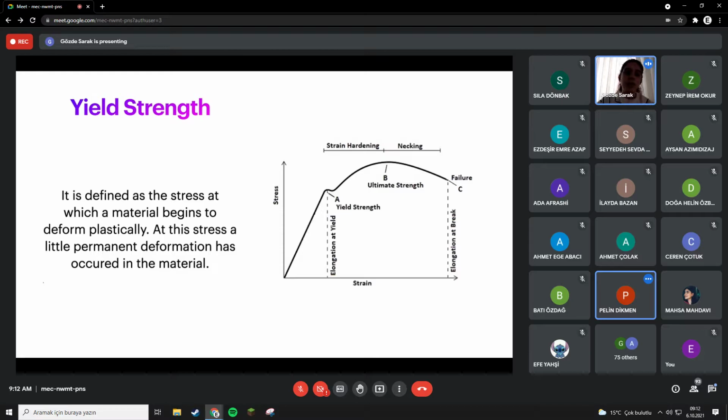The stress at which a material begins to deform plastically is known as yield strength. The material has undergone some permanent deformation as a result of this stress. Point A is yield strength.